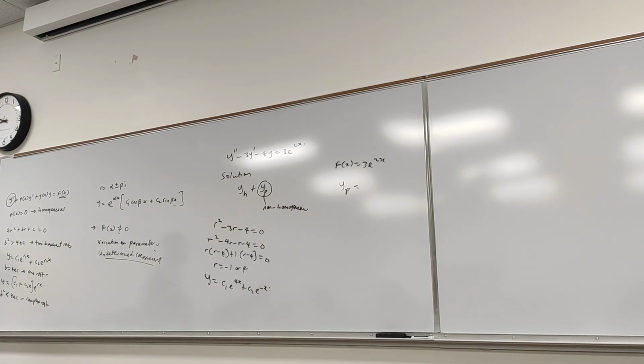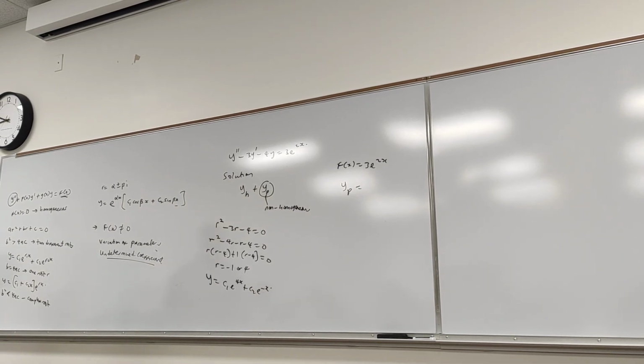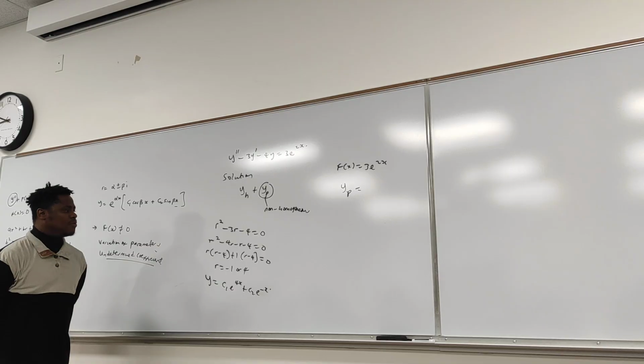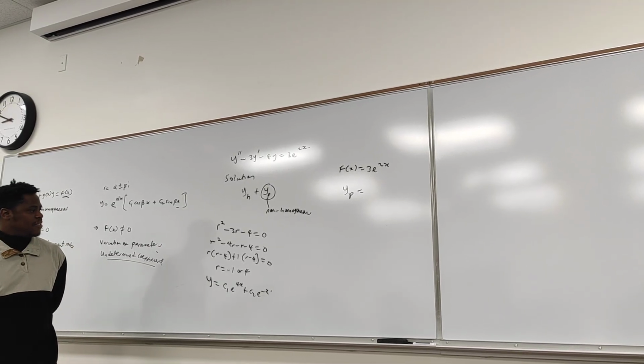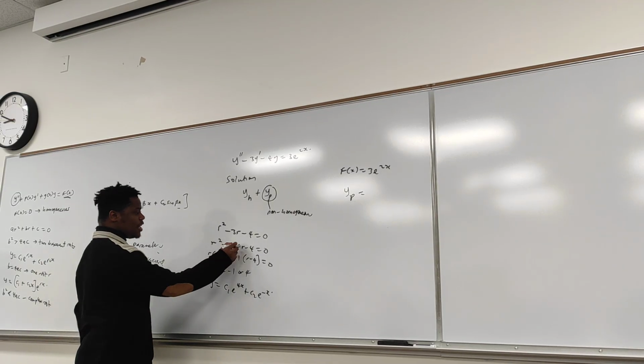Sir, in the second step, it should be plus r, not minus r. No, what do you mean? Sir, r² - 4r + r. Yeah, this is plus, you're right. But regardless, the answer is correct.